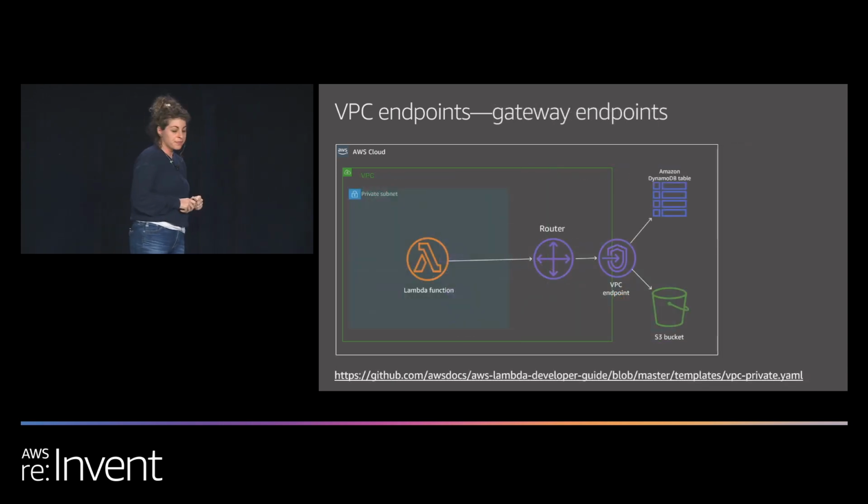Now we have gateway. So gateway is a gateway that you specify as a target for a route in your route table for traffic that is destined to one of our two supported services for gateway endpoints, which are DynamoDB and S3. So you should always be using VPC endpoints when you can, especially when your Lambda needs to talk to any of these services that are supported.